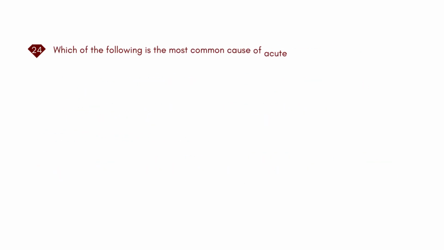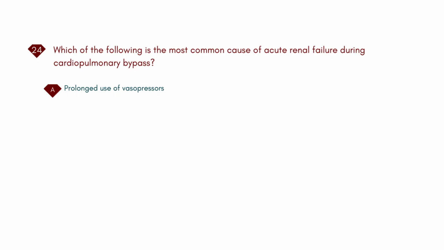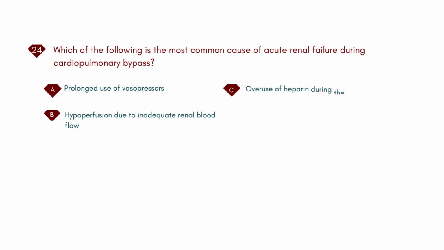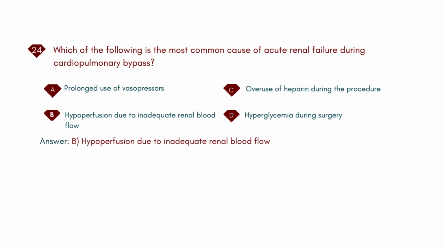Which of the following is the most common cause of acute renal failure during cardiopulmonary bypass? A. Prolonged use of vasopressors. B. Hypoperfusion due to inadequate renal blood flow. C. Overuse of heparin during the procedure. D. Hyperglycemia during surgery. Answer: B. Hypoperfusion due to inadequate renal blood flow.